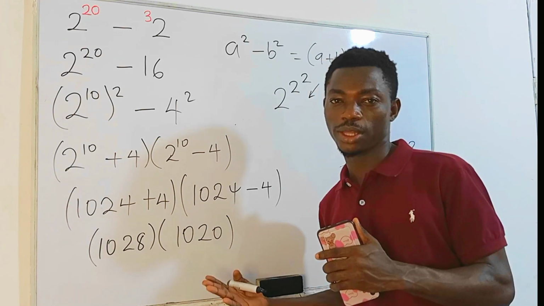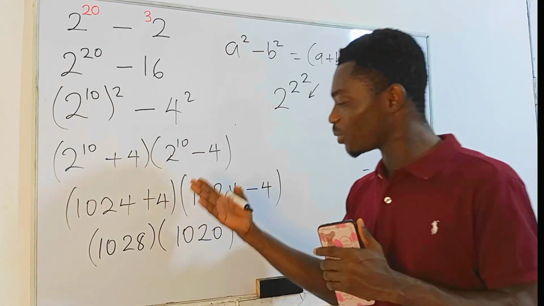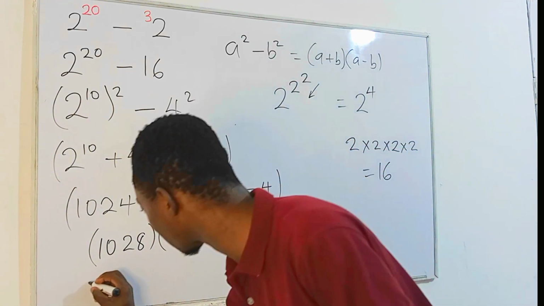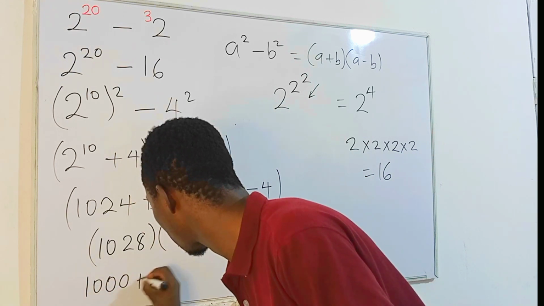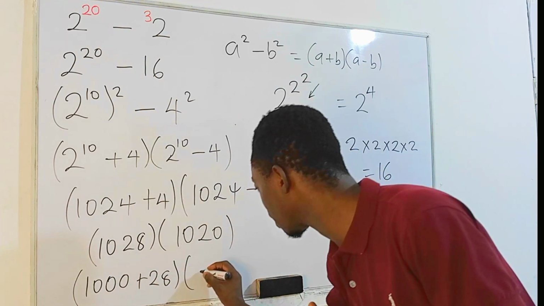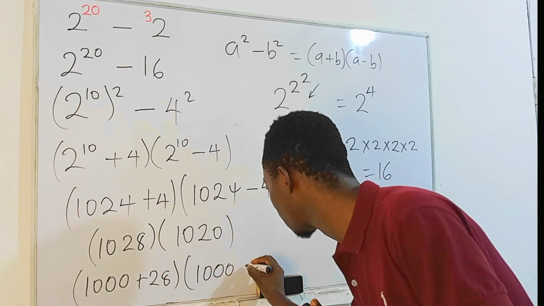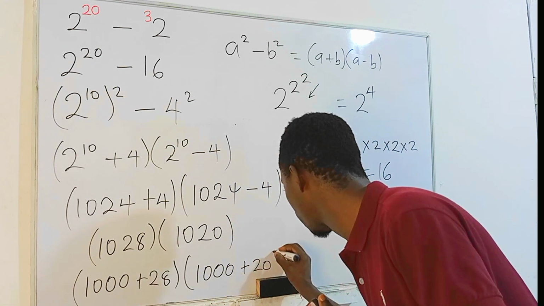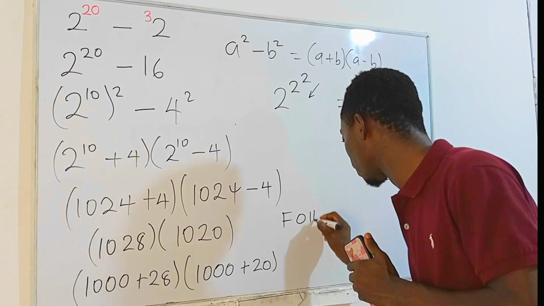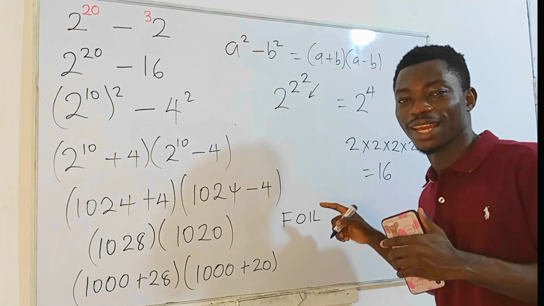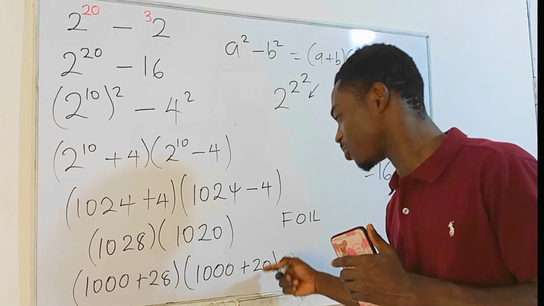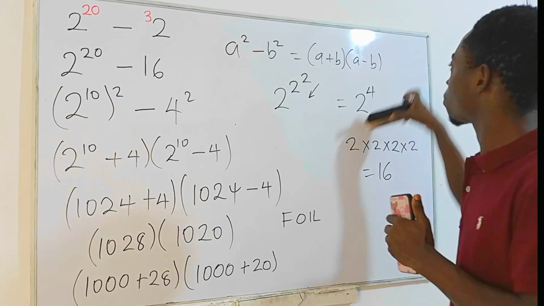And remember, we are not using a calculator. So what we have to do is break this down so that we can actually multiply. So I'll rewrite the whole of this as 1000 plus 28, right? Then this one is the same as 1000 plus 20. And we are multiplying. Of course, we can apply the idea of FOIL: first, outside, inside, last. So it means that if we take this, then we distribute. After that, we take this, we distribute. Pretty simple, huh? So I'll get rid of this quickly.